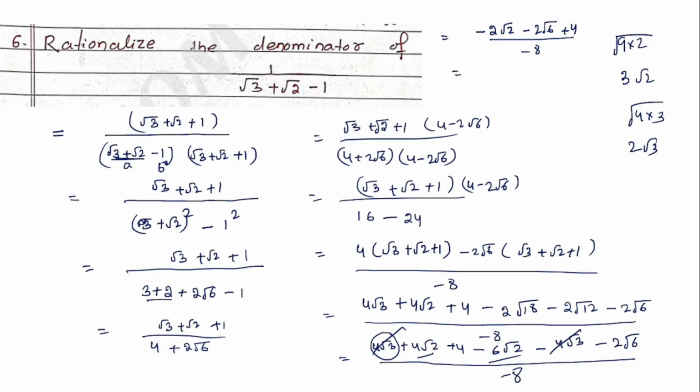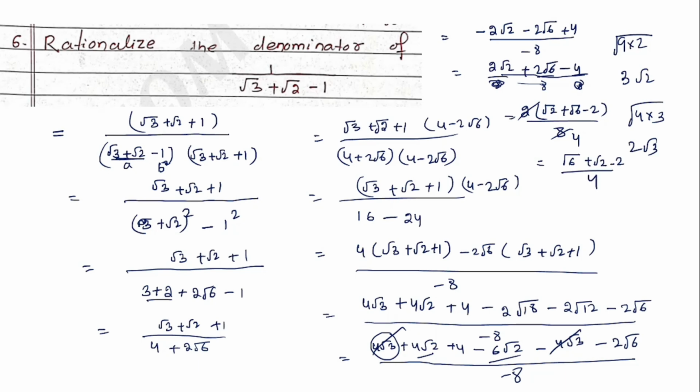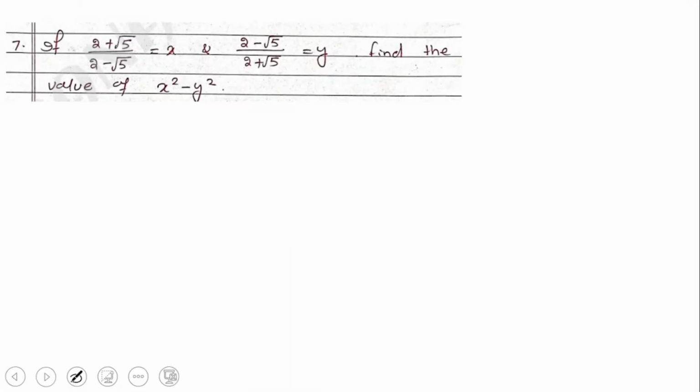Minus goes to the numerator, means it is plus, that is 2 root 2 plus 2 root 6 minus 4 by 8. Take 2 common, that is root 2 plus root 6 minus 2 divided by 8, so cancel. So the answer is root 6 plus root 2 minus 2 divided by 4. All of you understand? Now next question.